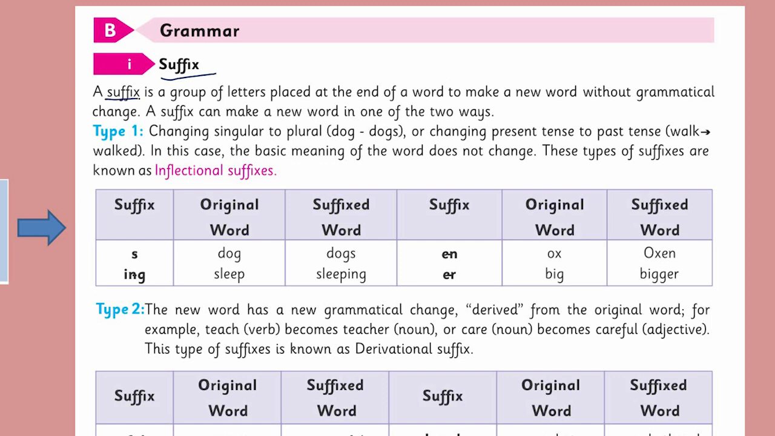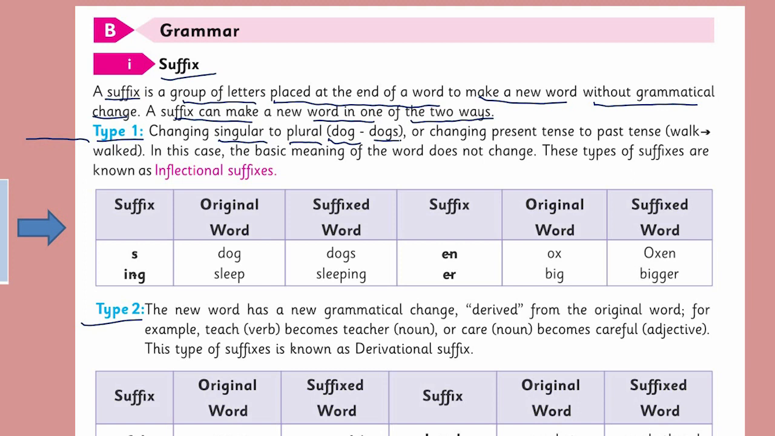A suffix is a group of letters placed at the end of a word to make a new word without grammatical change. A suffix can make a new word in one of the two ways. We have two ways here, type 1 and type 2. Let's first discuss the type 1 here. Changing singular to plural, like dog to dogs.